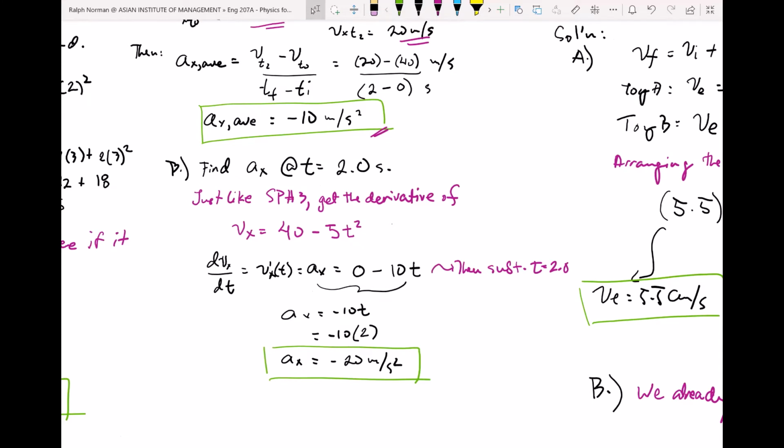Now, to get the instantaneous acceleration, just like we did with sample problem number 3, we get the derivative of the provided equation v x equals 4t minus 5t squared. You get dv x over dt, v prime of t, which is also a x. You will get 0 minus 10t. Then we substitute the time provided, which is t equals 2 seconds. You get negative 20 meters per second squared.